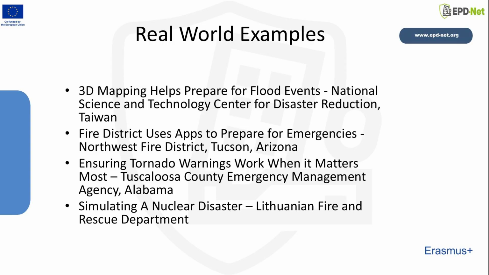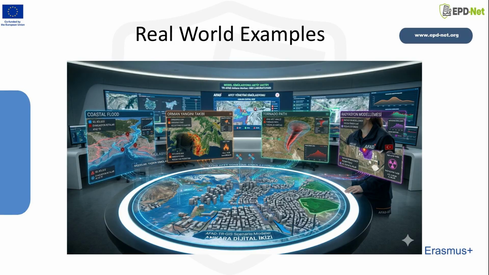In this presentation, we will explore 4 real-world case studies showing how GIS and location intelligence strengthen disaster preparedness. Taiwan uses 3D simulations to plan flood response. Arizona firefighters manage field operations through mobile apps. Alabama monitors tornado sirens in real time, and Lithuania simulates nuclear accident scenarios to predict impact and plan ahead. The common theme: location intelligence empowers better decisions when every second counts.